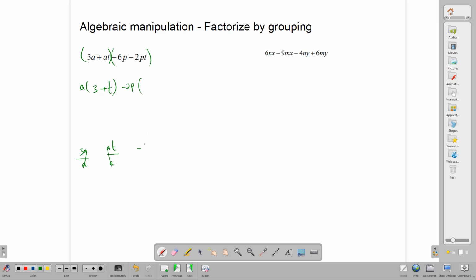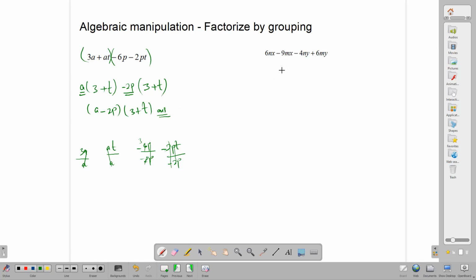So minus 6p divided by minus 2p. The p's cancel. 2 into 6 goes 3. Negatives cancel out, gives us a positive 3. And minus 2pt divided by negative 2p: the p's cancel out, and we're left with t. So we have plus t. And our answer now becomes, writing the outside factors in one bracket, (a minus 2p)(3 plus t).